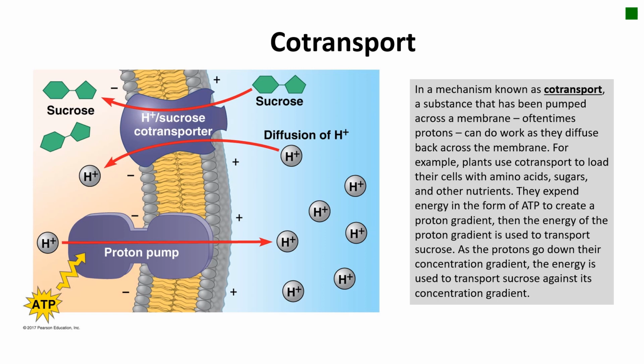So in the diagram below, you can see a sucrose transporter. So plants expend energy in the form of ATP to create a proton gradient. Then the energy of the proton gradient is used to transport sucrose. As the protons go down their concentration gradient, the energy is used to transport sucrose against its concentration gradient.